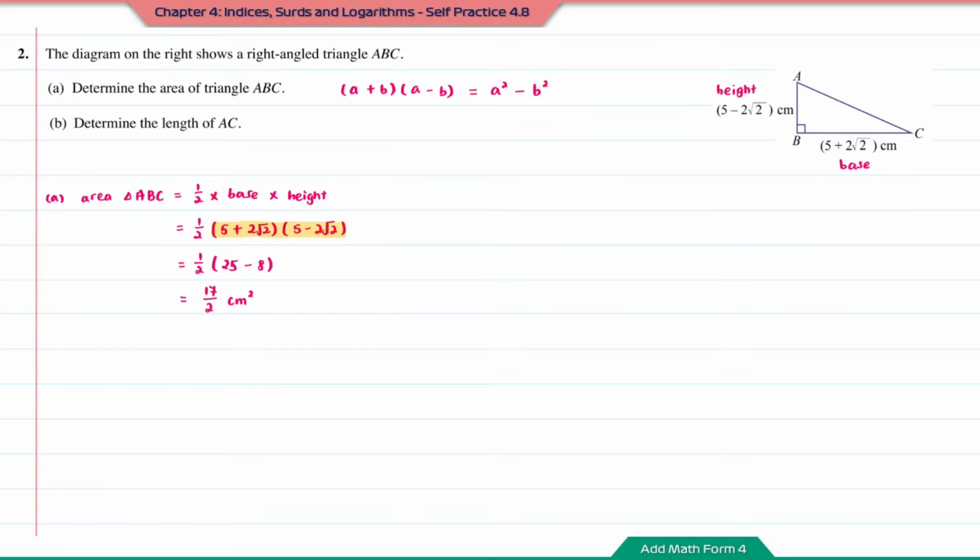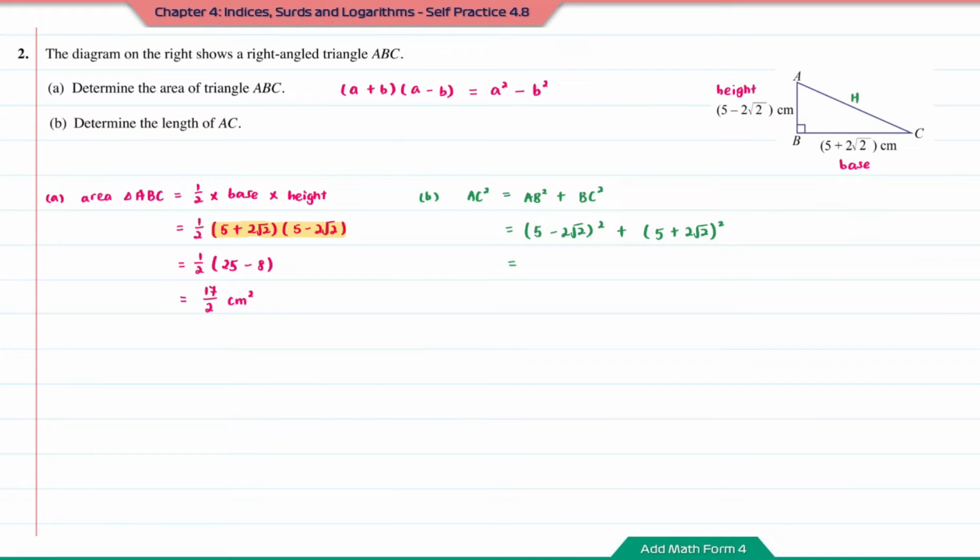Now, for question B, determine the length of AC. According to the right angle triangle here, AC is the hypotenuse. So using the Pythagoras theorem, AC squared is equal to AB squared plus BC squared. AB is (5 - 2√2) squared plus BC is (5 + 2√2) squared.